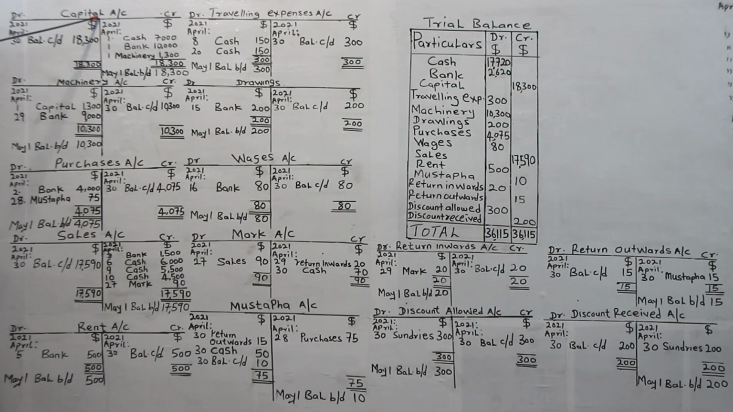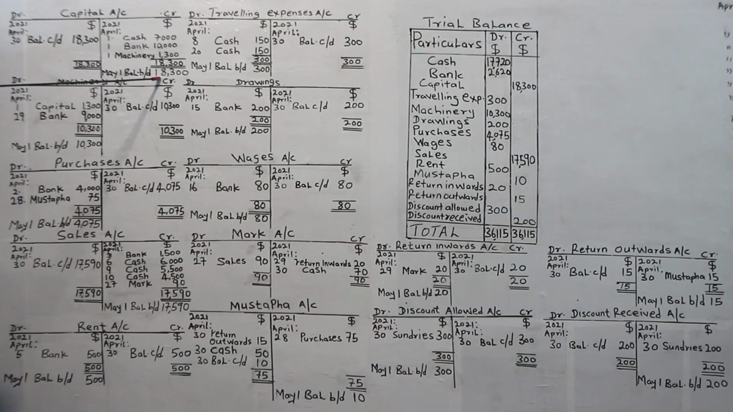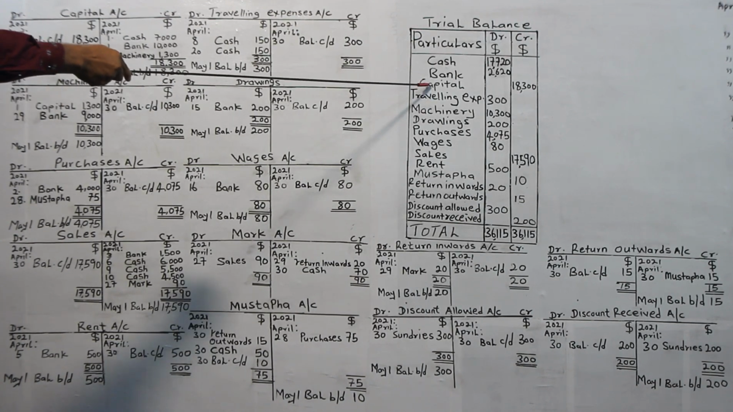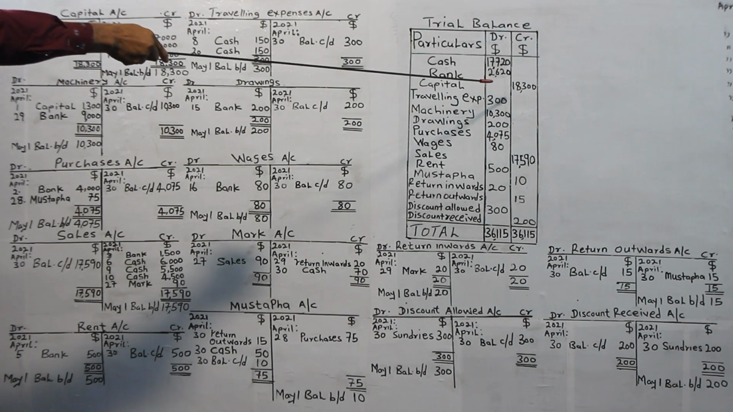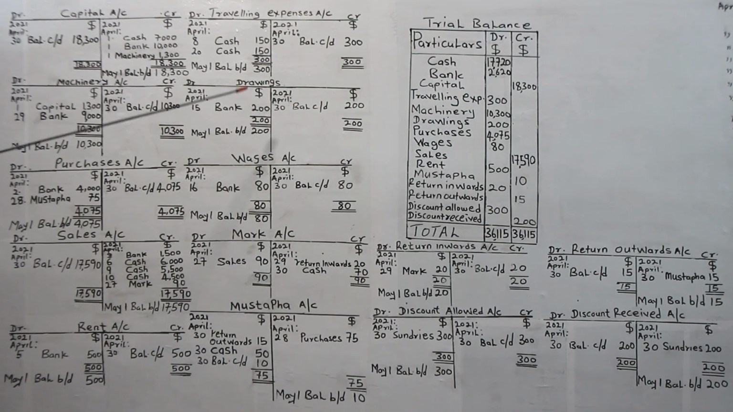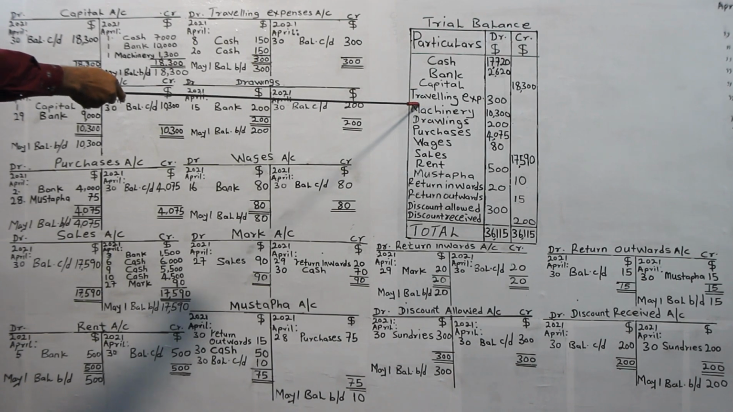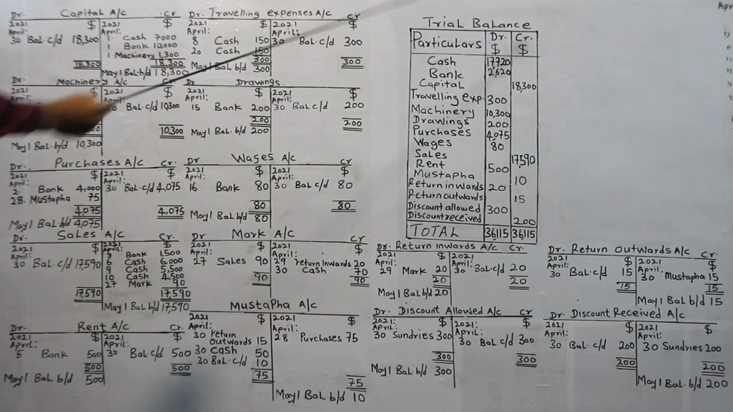We have the capital account. The balance brought down is on the credit side, 18,300. So we take the capital to the trial balance and place the figure on the credit side, 18,300. We also have the traveling expenses. The balance brought down is $300 on the debit side. We take the traveling expenses to the trial balance and place the balance on the debit side.